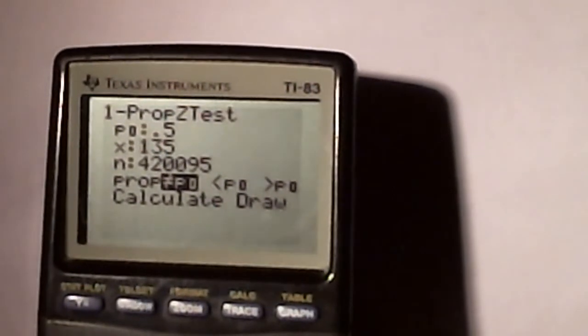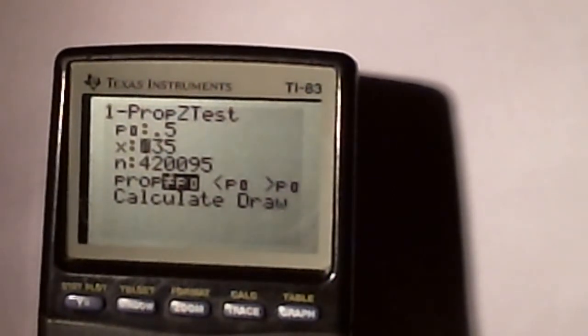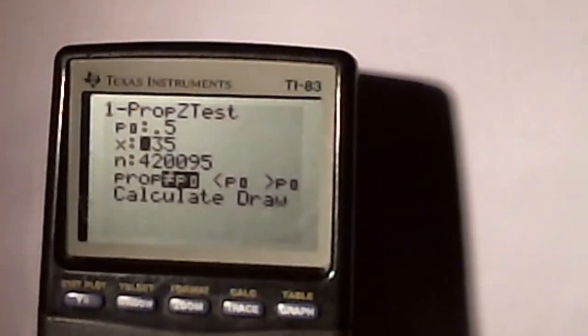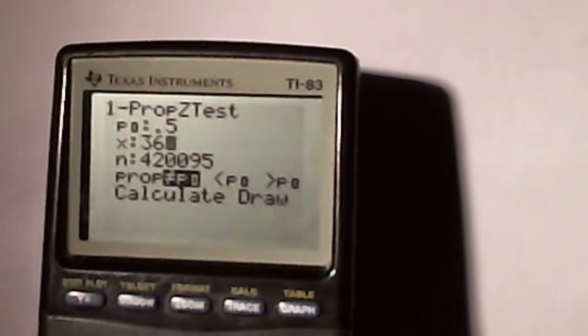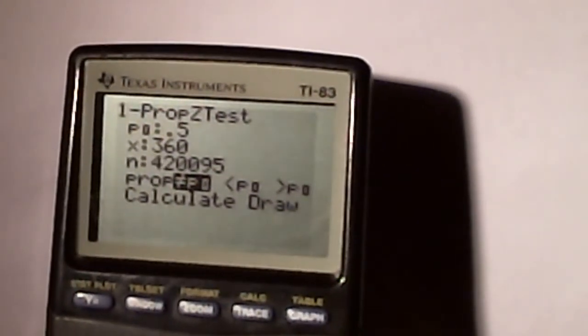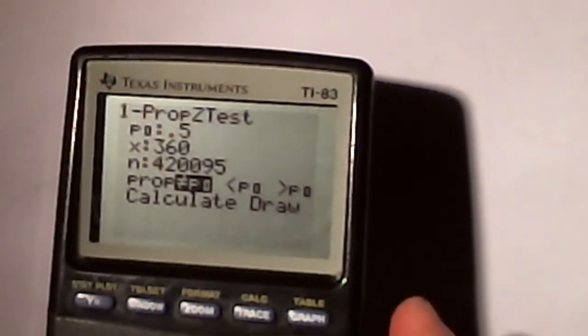X is the number of subjects in our sample that exhibited the characteristic of interest. That is, those who did use the internet to make travel plans. That would be 360. And N is the sample size, the number of subjects that were randomly chosen from the population. That would be 734.